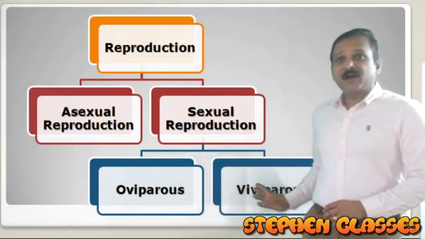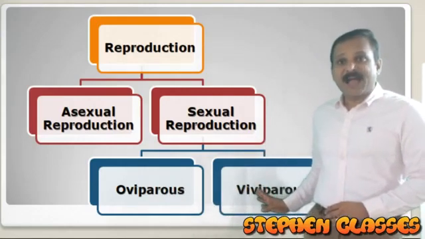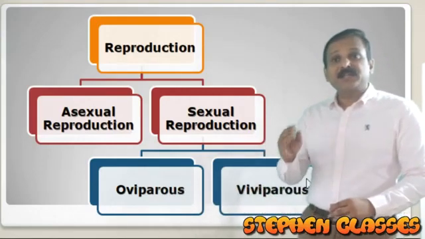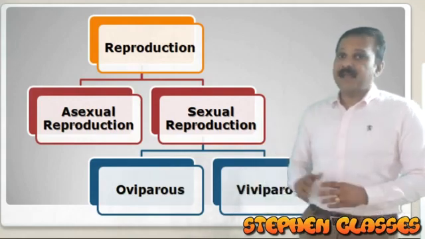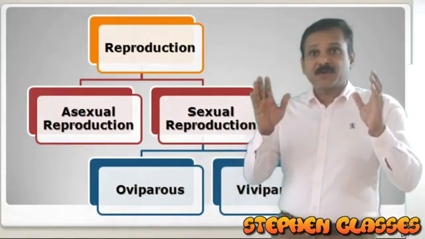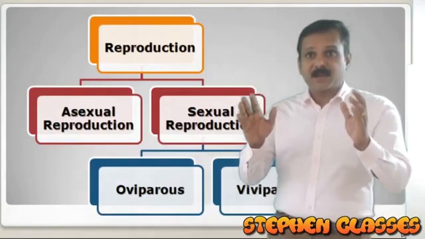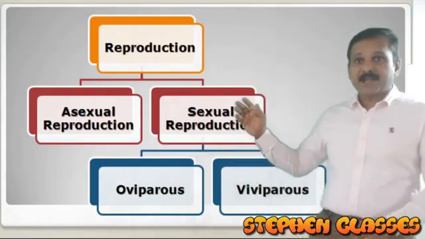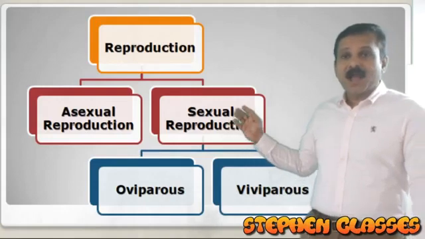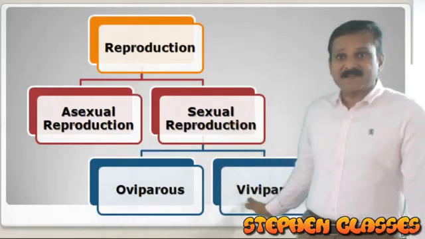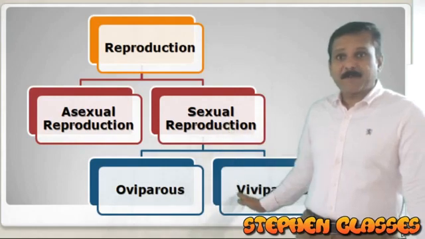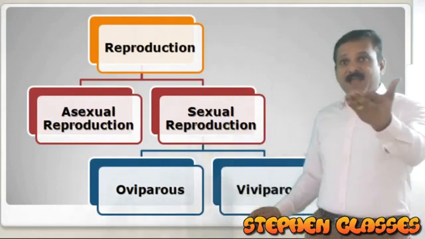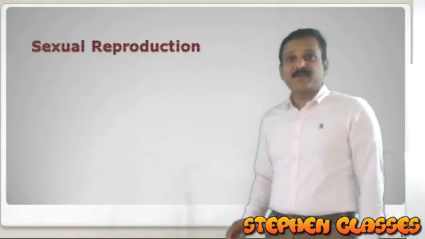But in the case of viviparous animals like mammals, they give birth to the young one. So viviparous means giving birth to a young one. In the case of human reproduction, I repeat, human reproduction is a kind of sexual reproduction and it is viviparous. So human reproduction is sexual and it is viviparous. We have the important points in the next slide for you.